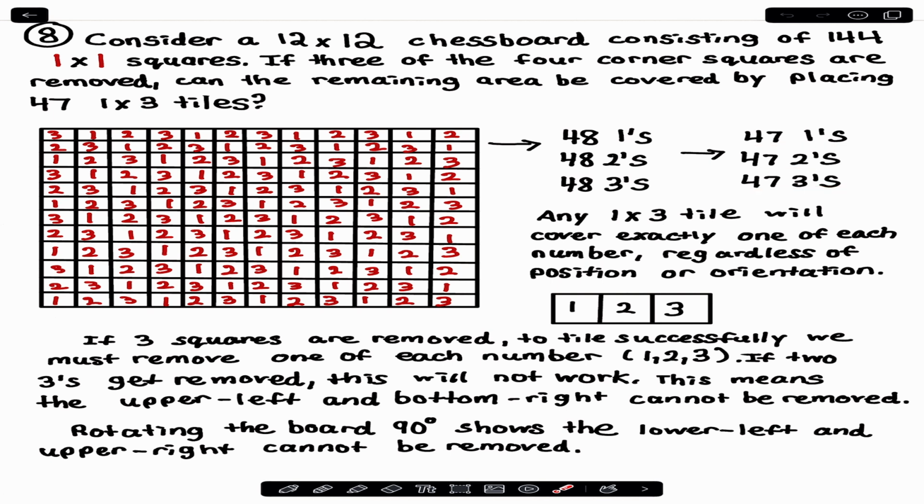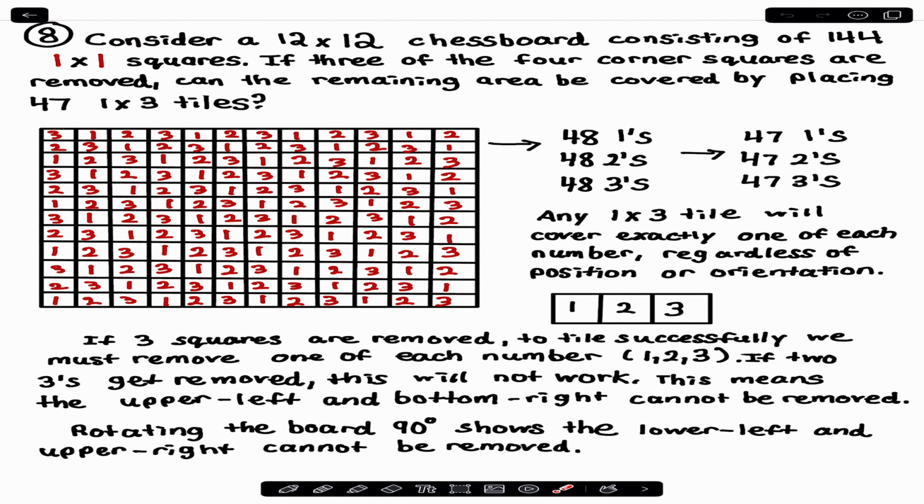And in our problem, we are given that 3 of the 4 corner squares are removed. So right away, we can already tell that we cannot remove these 2 corners, because then we would be removing 2 3s, which is not allowed. So that's this entire portion right over here. This means the upper left and the bottom right corners cannot both be removed.